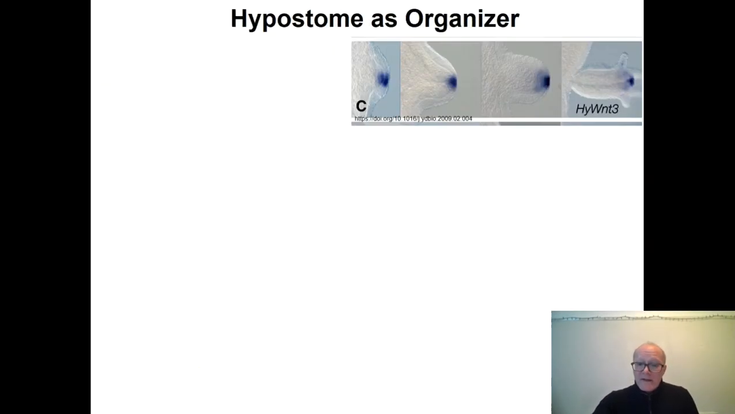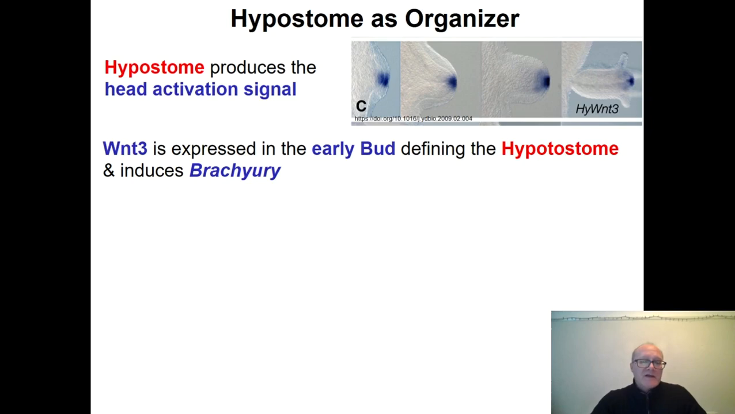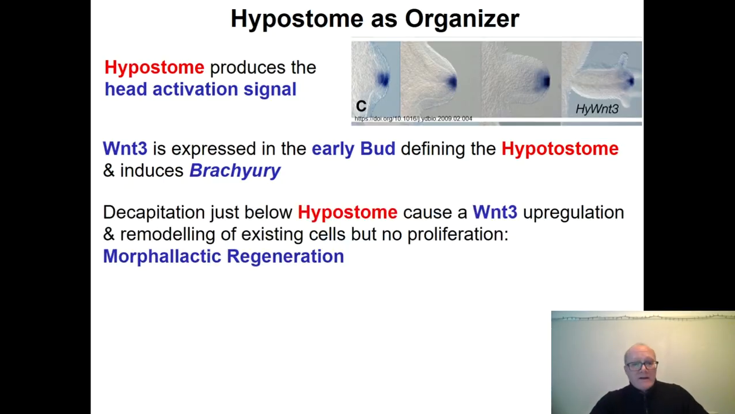Now, what are the signals? One signal called the hypostome organizer is a Wnt3 signal. So we find that Wnt3 is expressed in the hypostome, and we can find expression of Wnt3 very early during the formation of the new bud in the reproducing Hydra. And in the hypostome, Wnt3 also induced expression of brachyury. What's important to remember here is that Wnt3 is actually the head organizer in Hydra.